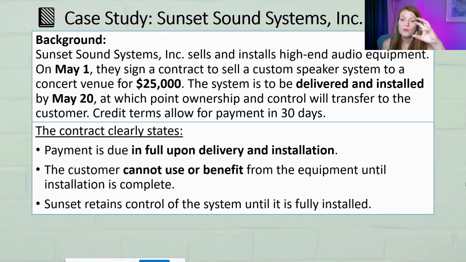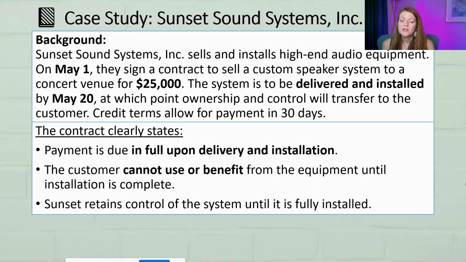Okay, so if we're going to break down this word problem, what is it telling us? Payment is due in full upon delivery and installation. Okay, and the customer cannot use or benefit from the equipment until the installation is complete.